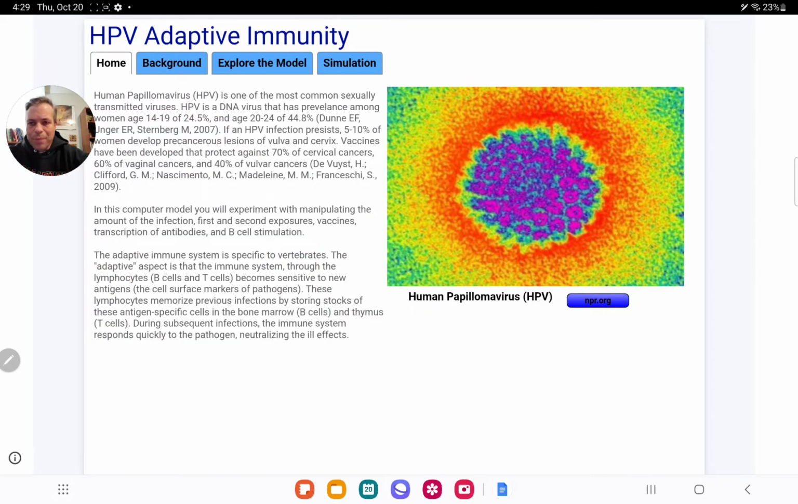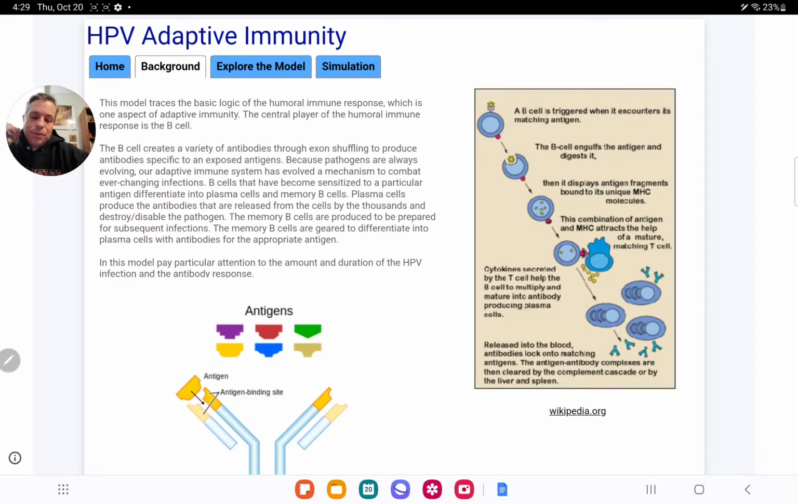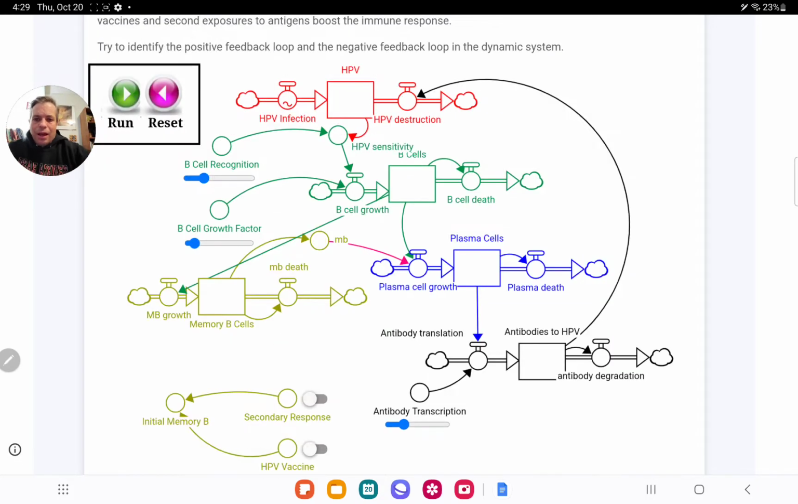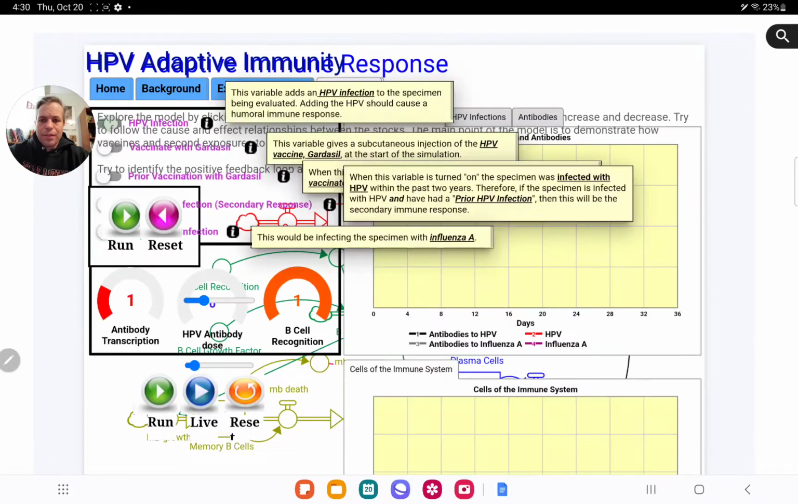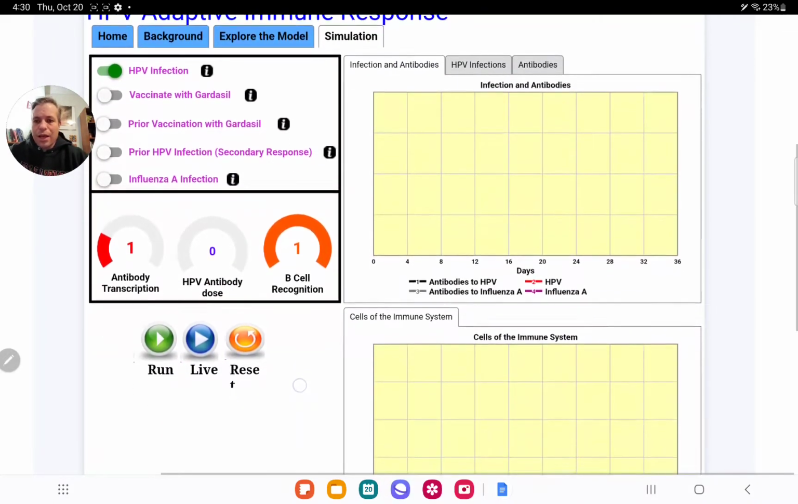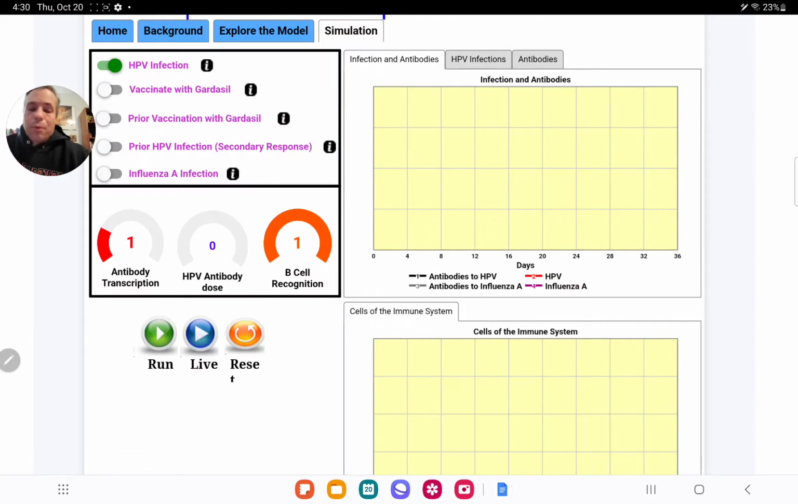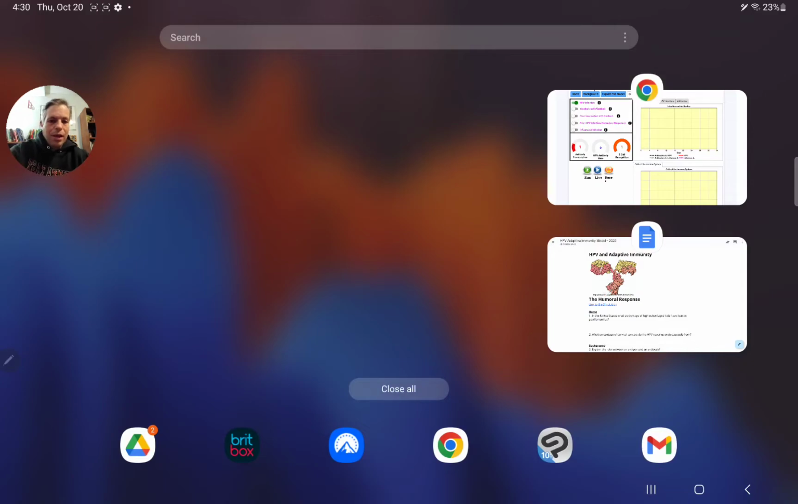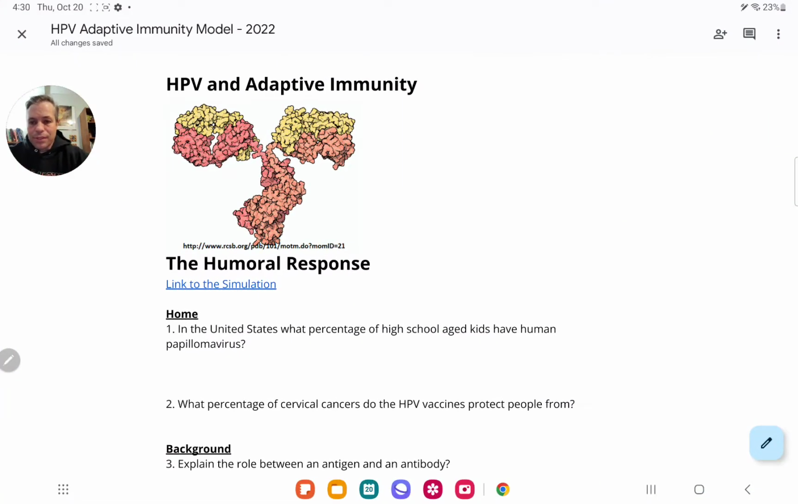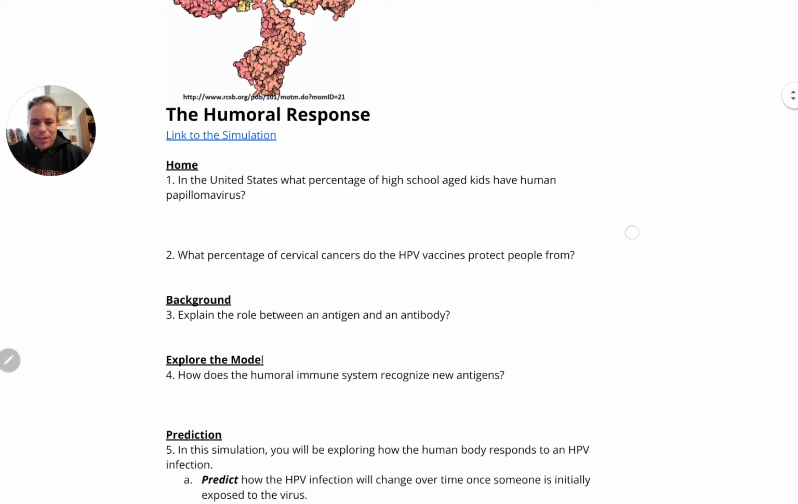I have a homepage of background information about incidents and so forth. Some background information about the immune system, the system dynamics model that you can explore different attributes of, and then the simulation interface is here. When I teach this to my students, I usually have a guided worksheet that we go through. I have my students do the background information.